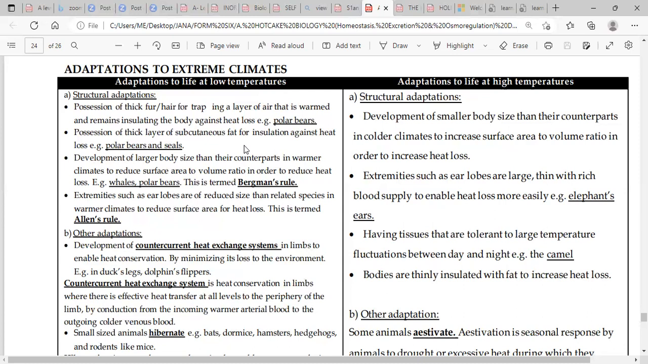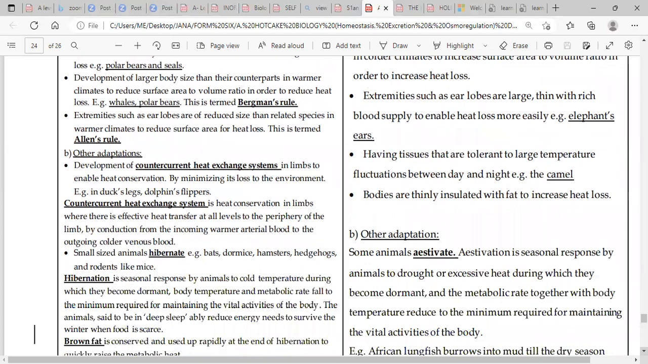Then when it comes to the small-sized animals, such as the bats, the dormice, hamsters, hedgehogs, and rodents like the mice, they carry out what we call hibernation, which is a seasonal response by animals to cold temperatures, during which they become dormant. The body temperature and metabolic rate fall to a minimum that is required for maintaining the vital activities of the body.